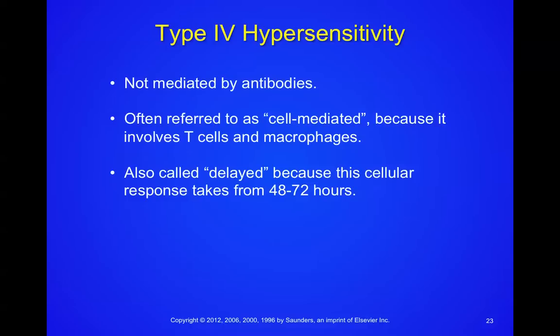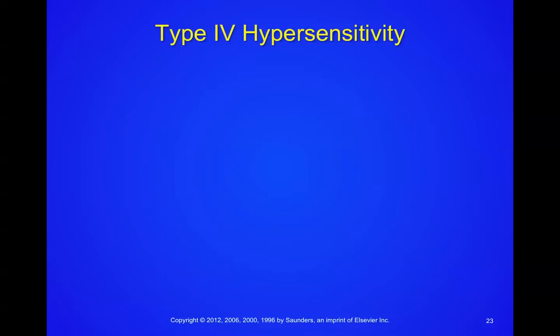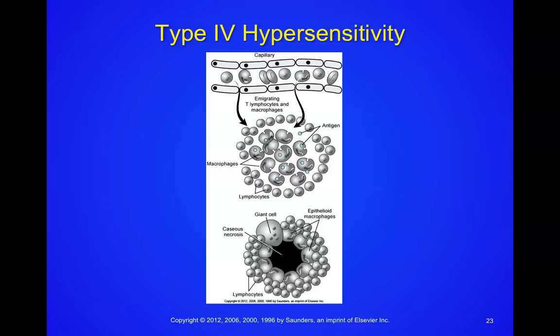In this type of reaction, upon subsequent exposure to a particular antigen, helper T cells secrete cytokines that recruit and activate macrophages and cytotoxic T cells and induce inflammation, which damages tissue. Type 4 hypersensitivity is involved in the pathogenesis of many infectious diseases, such as tuberculosis and leprosy, and can lead to the development of granulomas, chronic inflammatory lesions, that consist of accumulated T cells and macrophages, which transform into epithelioid cells and giant cells. Granulomas can also form in response to tumors and are characteristic of the systemic disease sarcoidosis.